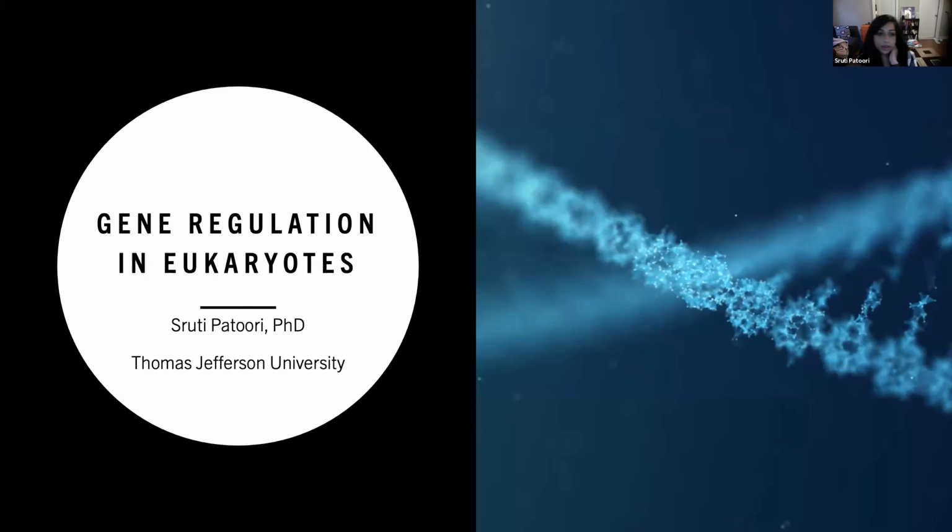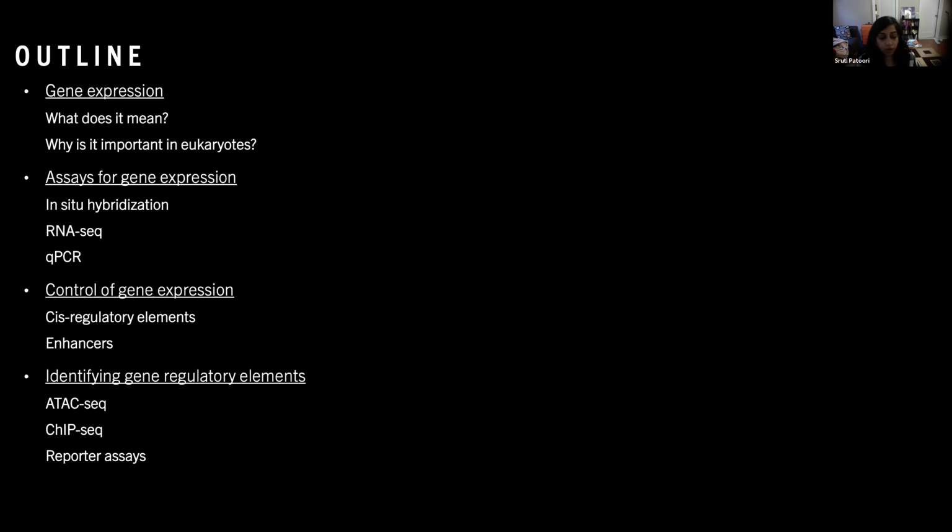All right, so I'm just going to try and pick up where Shoili left off and talk about gene regulation in eukaryotes. I'm going to go over my outline: I'll talk a little bit about why gene regulation, what the unique needs in eukaryotes are, some of the experiments we can do to detect or measure gene expression, and then the DNA elements that control gene expression, and some of the experiments we can do to identify them and to examine their function.